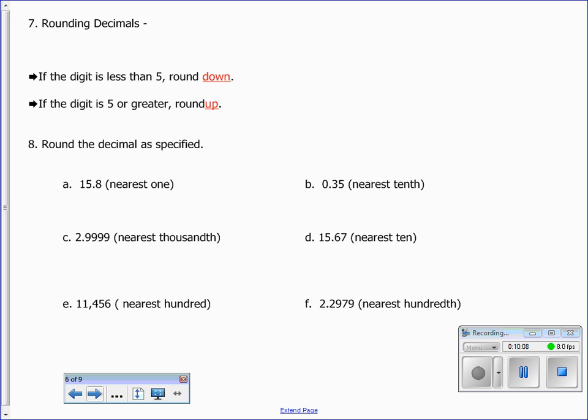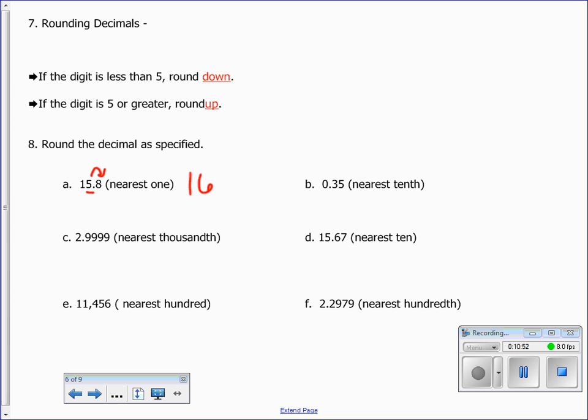Number 8, round the decimal as specified. What I recommend on number A is to underline the number that they're wanting you to round it to. So in A, 15 and 8/10, they're wanting us to round to the nearest 1. So I'm going to underline the ones place value, which is a 5. That is going to look next door at the 8. In our rules, if the digit is less than 5, round down. If the digit is 5 or greater, round up. So the 5 is going to look at the 8, and it's going to round up.